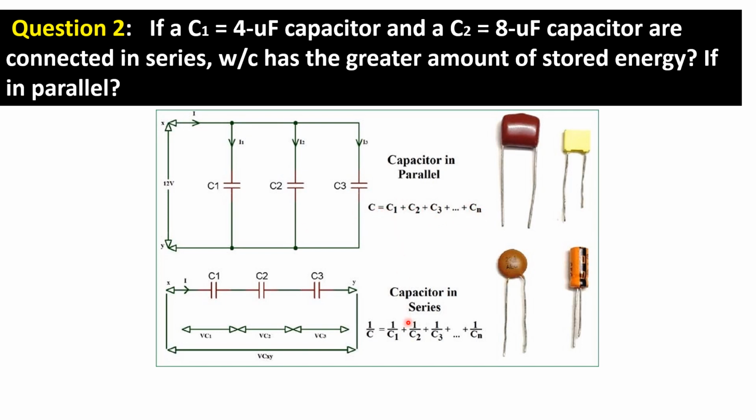When they're connected in series, to get the equivalent capacitance or the total capacitance, we use the reciprocal formula. That means 1 over C is equal to 1 over C1 plus 1 over C2 plus 1 over C3 plus 1 over C of n. All right. So, we have the following choices.